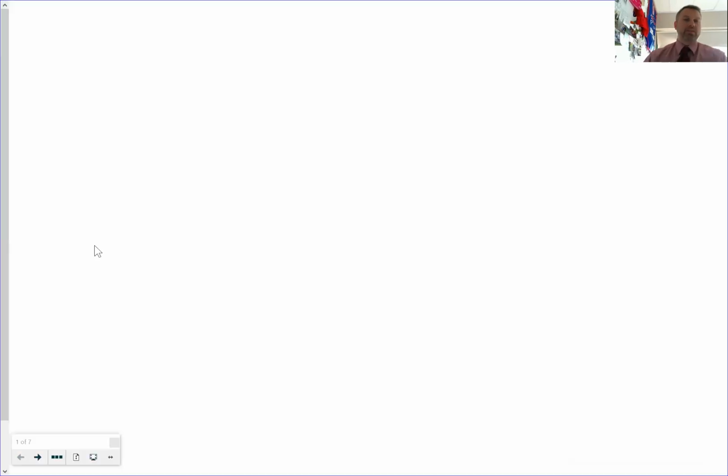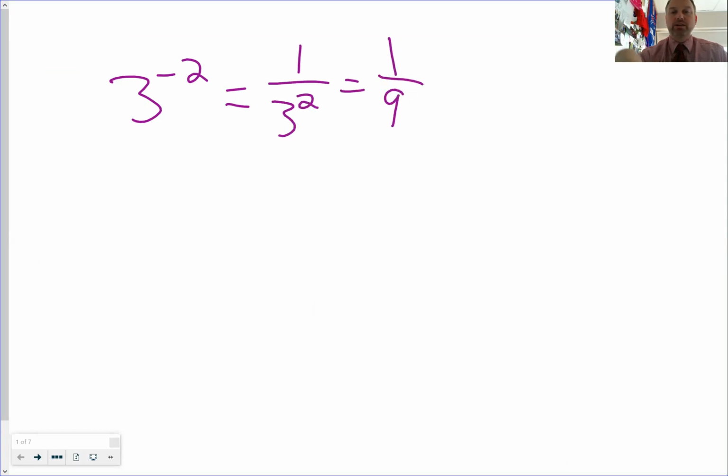Okay, here we go. So suppose you saw this, 3 to the negative 2. Negative exponent means small number, doesn't mean negative number. So you start by putting a 1 up top, drop the negative sign, 3 squared goes on the bottom, and 3 squared is 9. Okay, that's your first question.